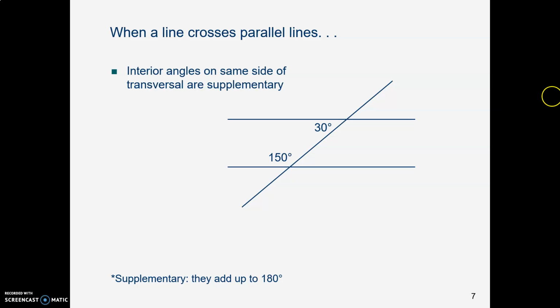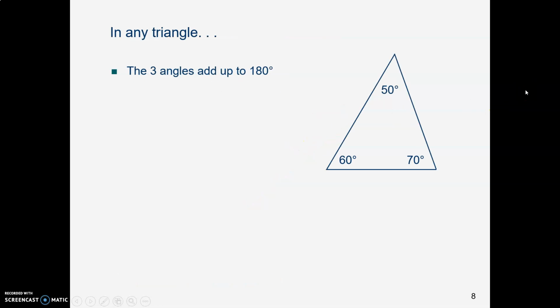And think about what you know about supplementary angles adding up to 180. When you have two parallel lines and a sloping line crossing them, those two inside angles add up to 180. And over here on the other side, if you wanted to look at those, those two add up to 180 also. So if you knew that this one was 30 degrees and you didn't know the big one, you could figure it out because 180 minus 30 is 150.